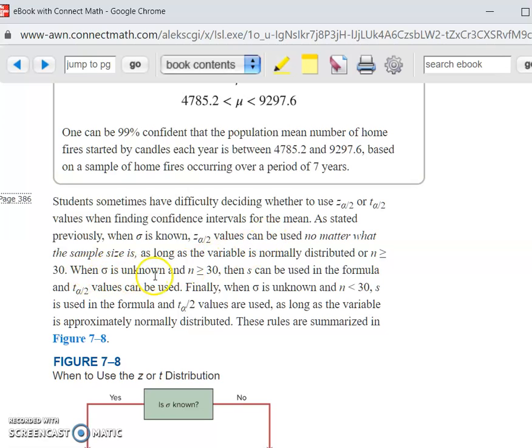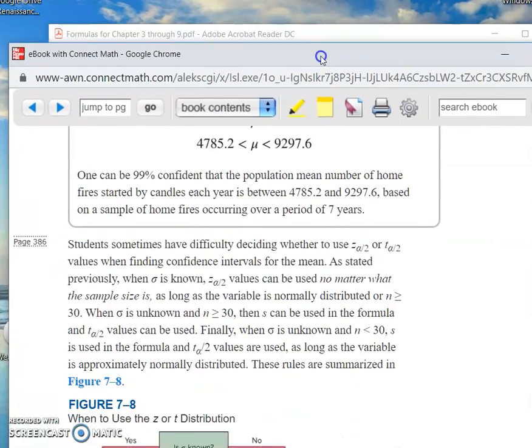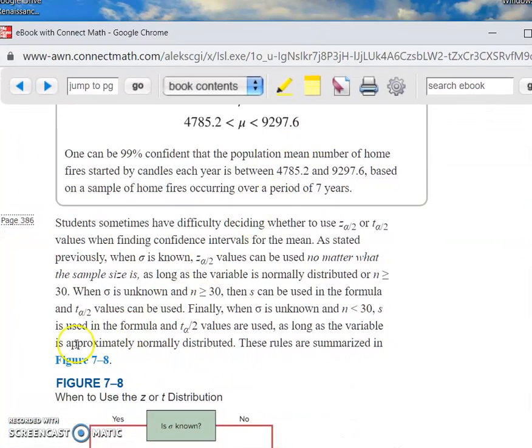If sigma is unknown, but n is greater than 30, then you can use S in the formula, but you're going to use the T values for that coefficient that we were just looking at. You're going to use the T. This is called a coefficient, this T coefficient rather than the Z coefficient. Okay, all right. So far so good. We're making sense.